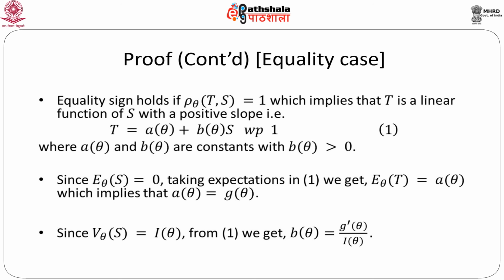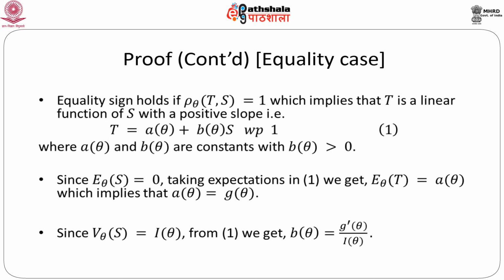That is, there exist two constants a(θ) and b(θ), with b(θ) greater than 0, such that T = a(θ) + b(θ)·S with probability 1. Since the expectation of S equals 0, taking expectations we get E[T] = a(θ), which implies a(θ) = g(θ).